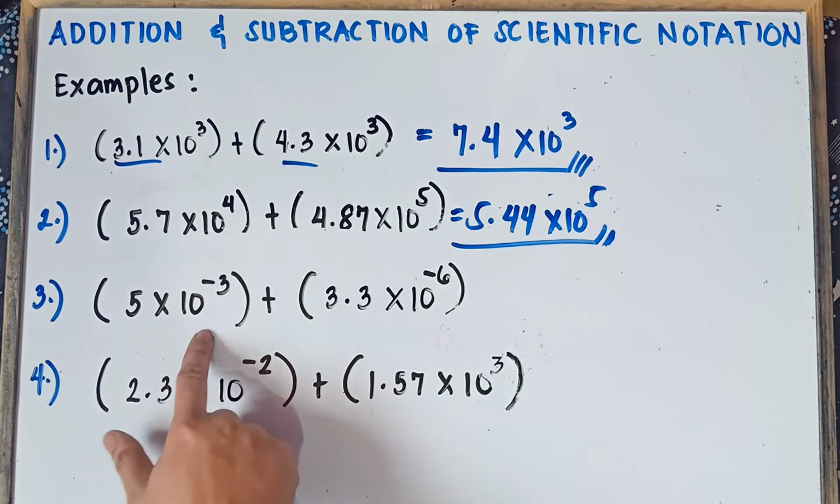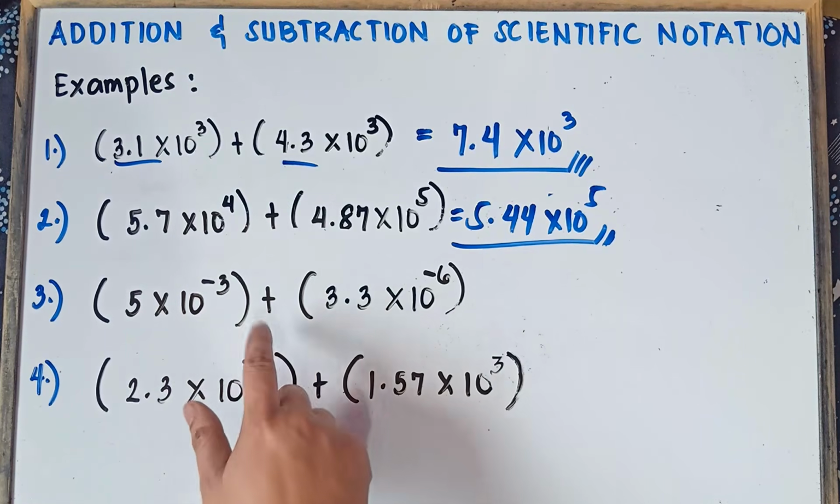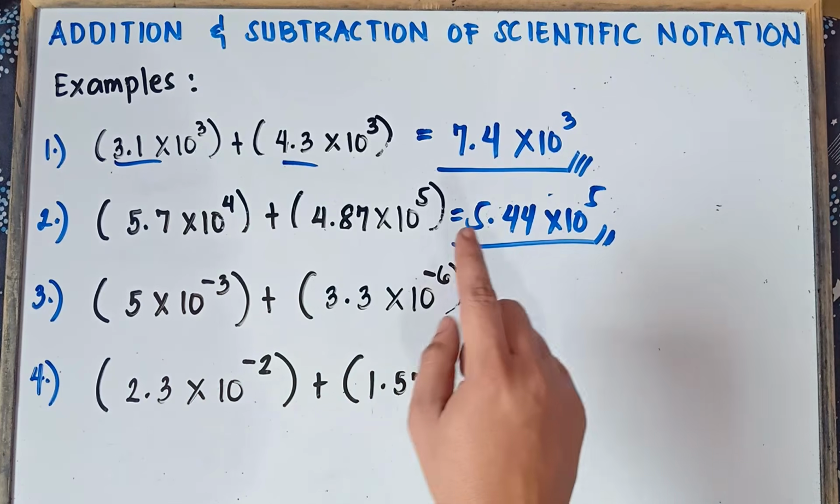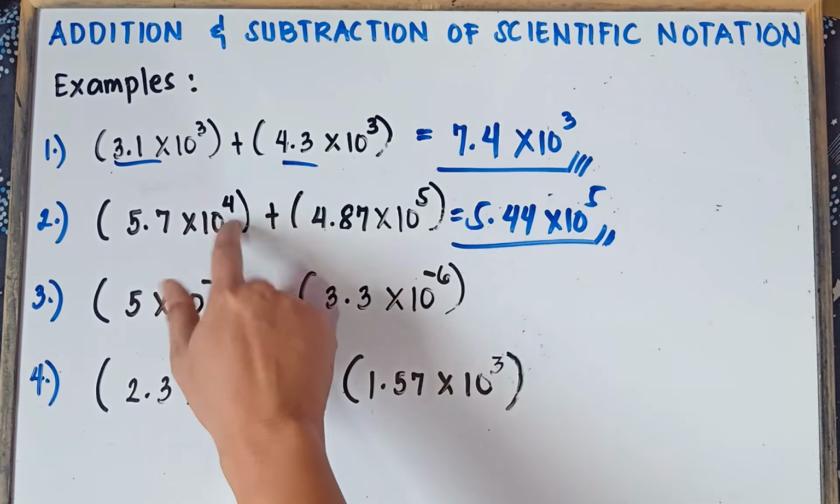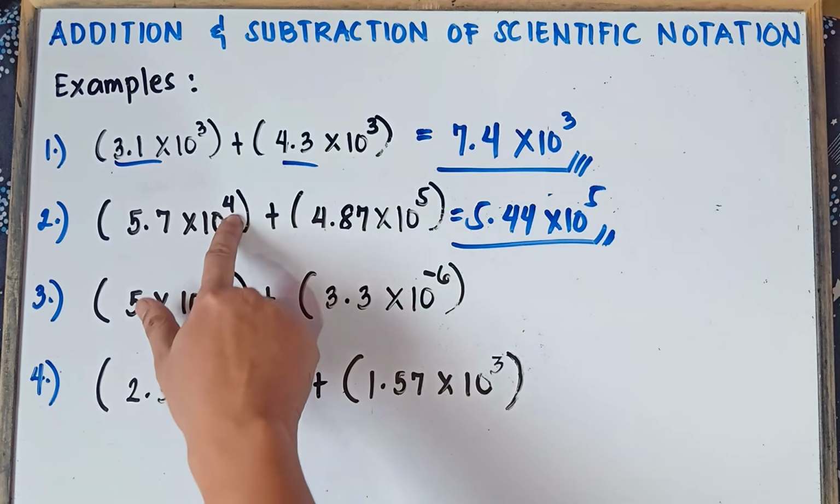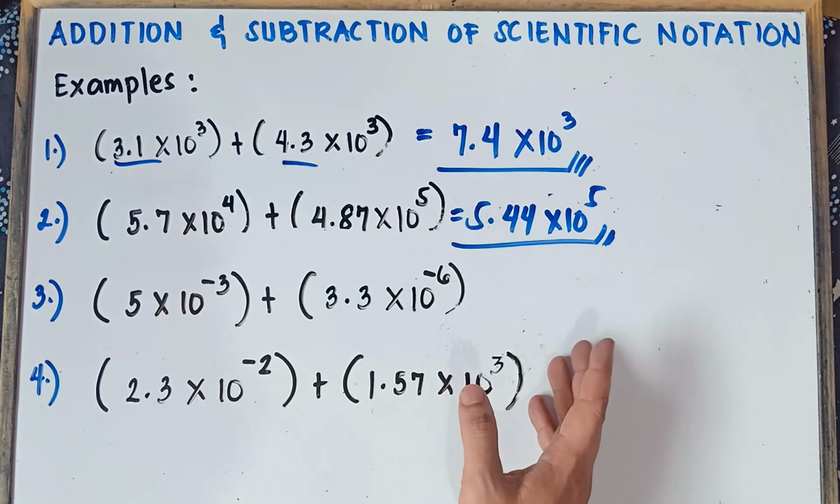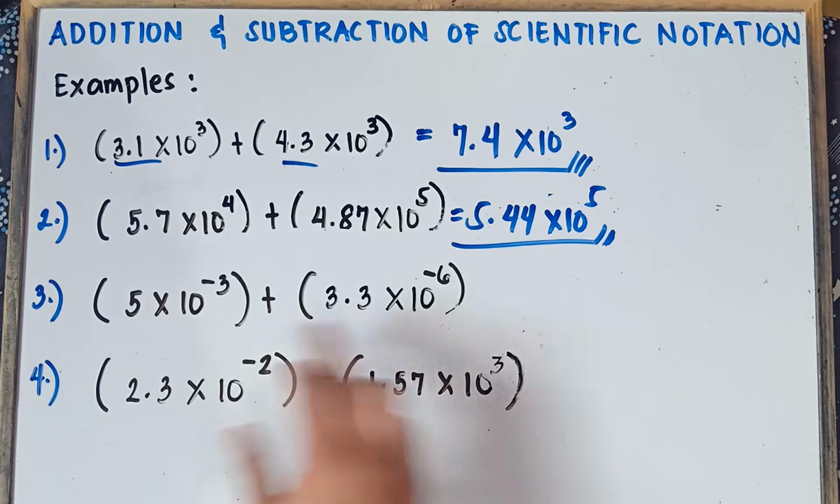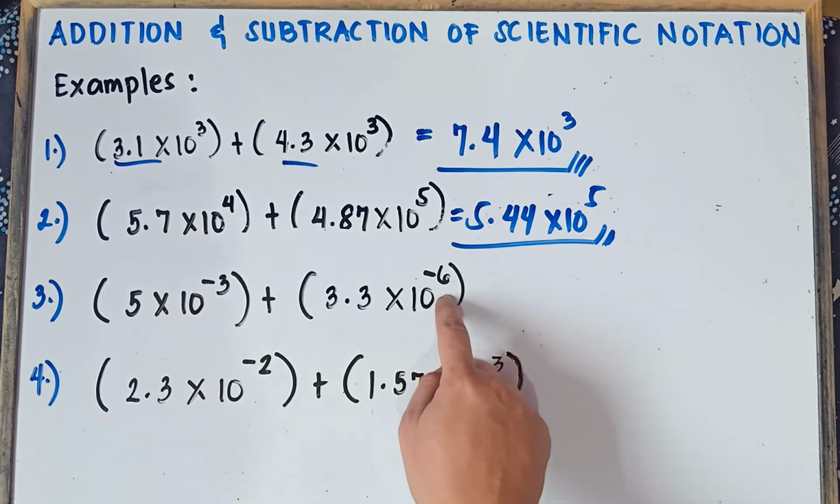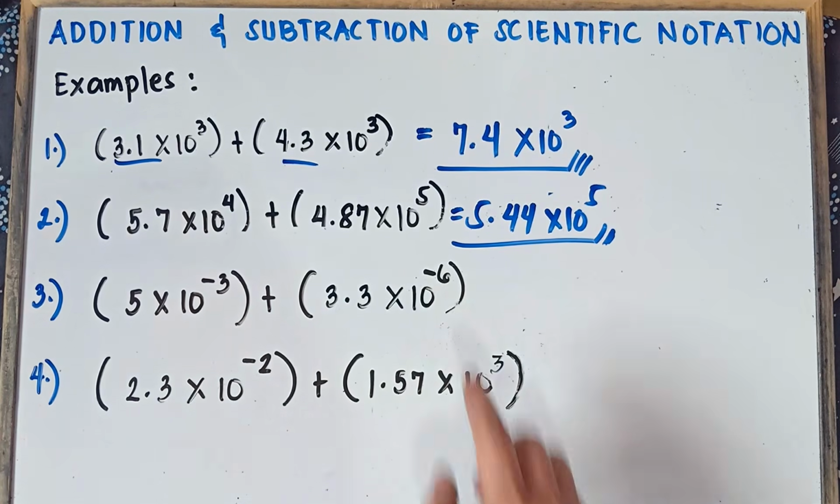We have 5 times 10 raised to the power of negative 3 plus 3.3 times 10 raised to the power of negative 6. Once again, class, same scenario with number 2. The smaller exponent will adjust. A while ago, we made this 4 become 5. Now, in this scenario, class, which is smaller, negative 3 or negative 6? That's correct. Negative 6 is smaller.